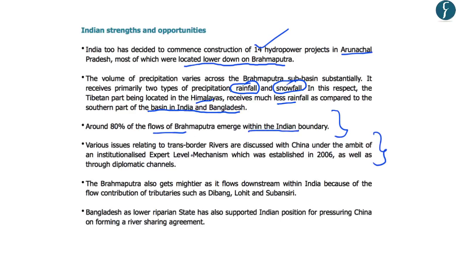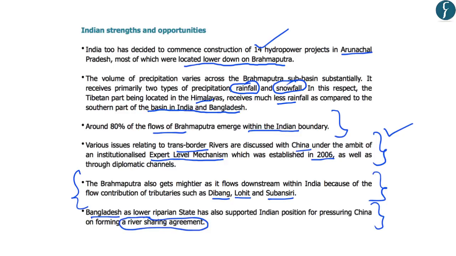Further, various issues relating to trans-border rivers are discussed with China under the ambit of an institutionalized expert-level mechanism which was established in 2006. And also, such discussions are being taken at the diplomatic levels. Further, another strength of India regarding the Brahmaputra basin is that Brahmaputra gets more water from its tributaries once it enters India. And these important tributaries are Dibang, Lohit and Subansiri. Now, as India is not the only riparian state, India can get support from other countries like Bangladesh, etc., and pressurize the Chinese government on having a river water sharing agreement.